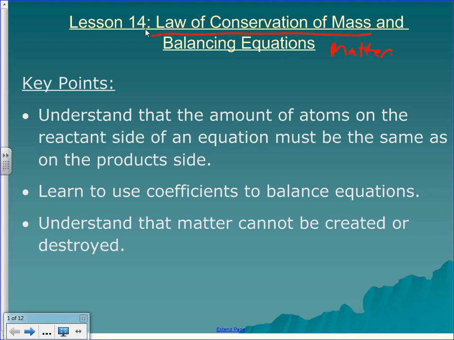Okay, so we need to understand that the amount of atoms on the reactant side of an equation must be the same as that on the product side. We've got to use coefficients to balance. You guys have already been doing that. Okay, and understand that matter cannot be created or destroyed. That is essentially the law of conservation of mass. Questions there? Okay.